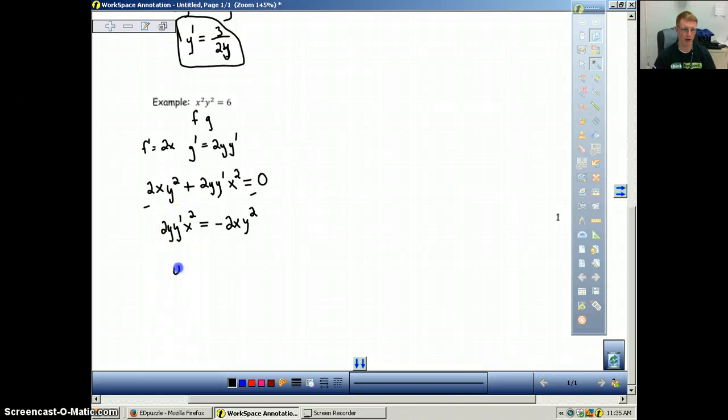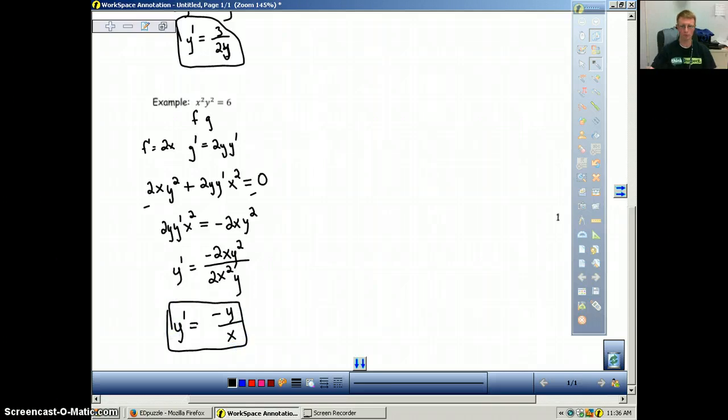So therefore we have y prime equals, this will stay on top, negative 2x y squared divided by 2x squared y. So I just divided everything except for y prime over to the other side. Now we want to simplify this. Negative 2 divided by 2 is negative 1, so we have a negative on top, a y left over on top, and an x left over on bottom.